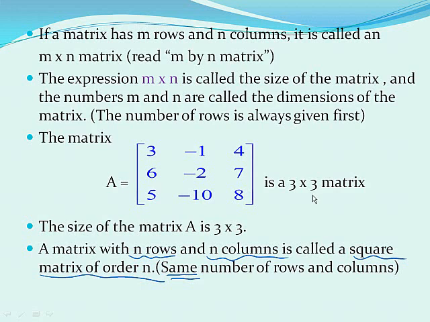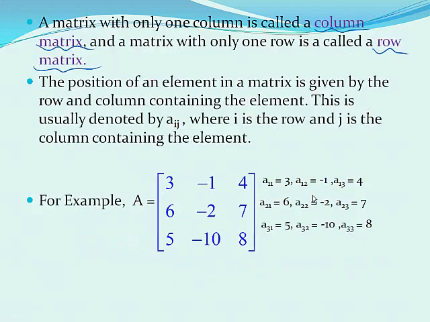A matrix with n rows and n columns is called a square matrix of order n. So we need to have the same number of rows and columns for a square matrix. A matrix with only one column is called a column matrix, and a matrix with only one row is called a row matrix.